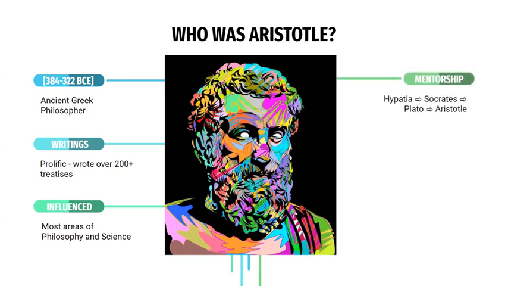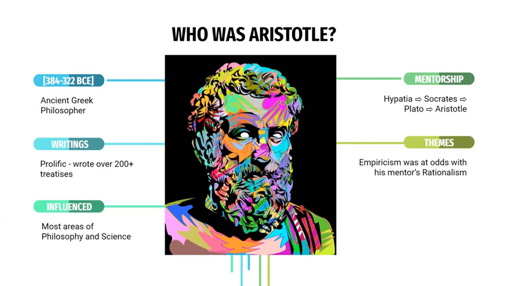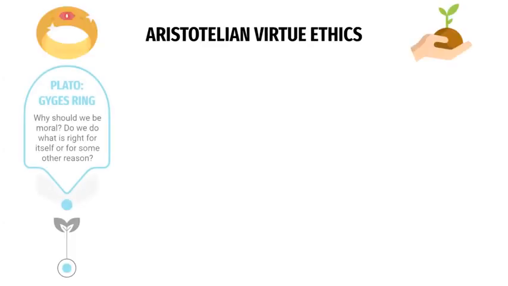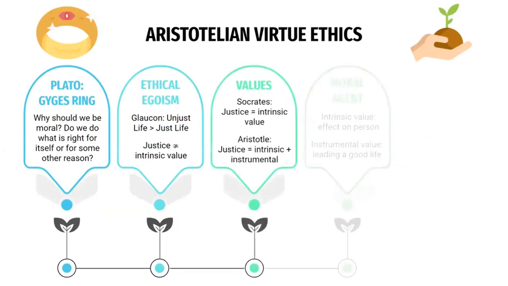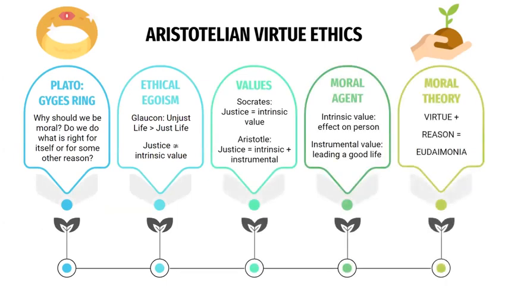Aristotle was also a student of Plato, and there are lots of themes associated with Aristotle. He was an empiricist at odds with his own teacher Plato, who was a rationalist, if you recall. And he has this famous book called the Nicomachean Ethics, which was named after his son. So according to Aristotelian virtue ethics, we have a focus on what kind of person we want to be.